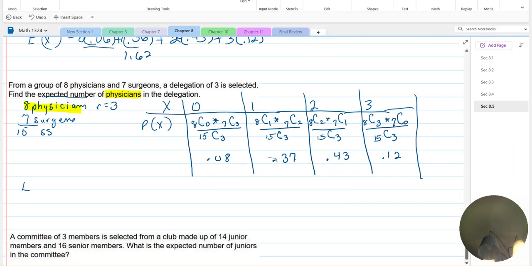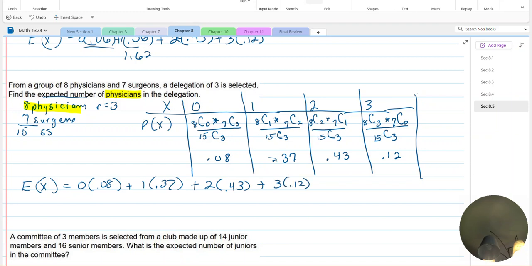Okay, so we want the expected value of our independent variable x. So we have 0 times 0.08 plus 1 times the 0.37 plus 2 times the 0.43 plus 3 times the 0.12.